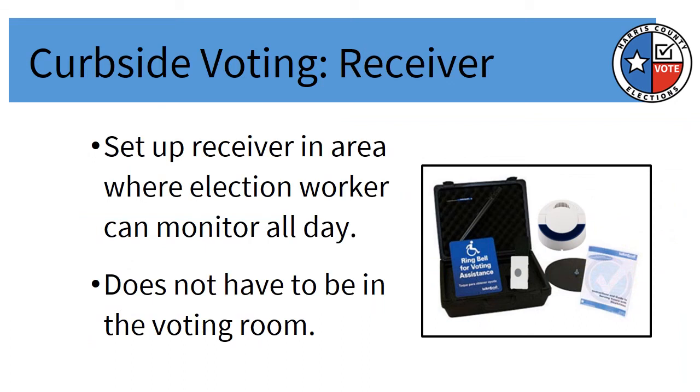Plug the receiver into the wall or surge protector in an area where an election worker can monitor all day. This does not necessarily mean the voting room. The receiver just needs to be in an area where it works and where an election worker can monitor it. This could mean in the entry area where the greeter stands and can monitor the receiver.